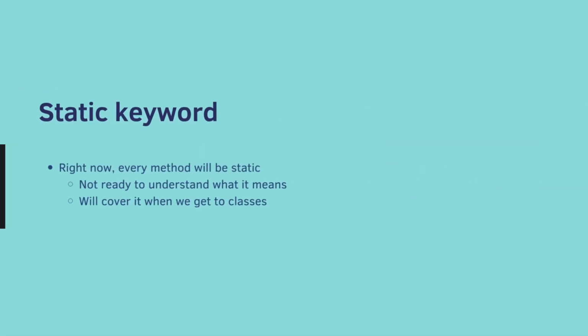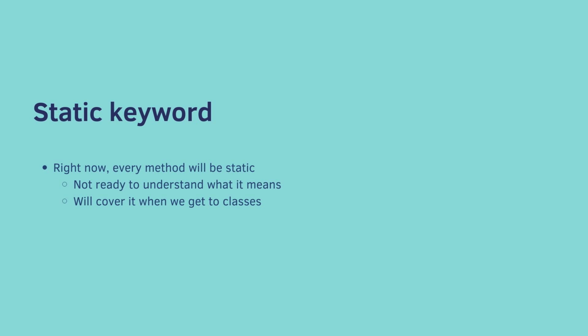And right now we are using the static keyword. Every method we write right now will be static. We're not ready to understand what this means yet. We'll cover it once we get to classes. Just know for now, you have to include it for the method to work.